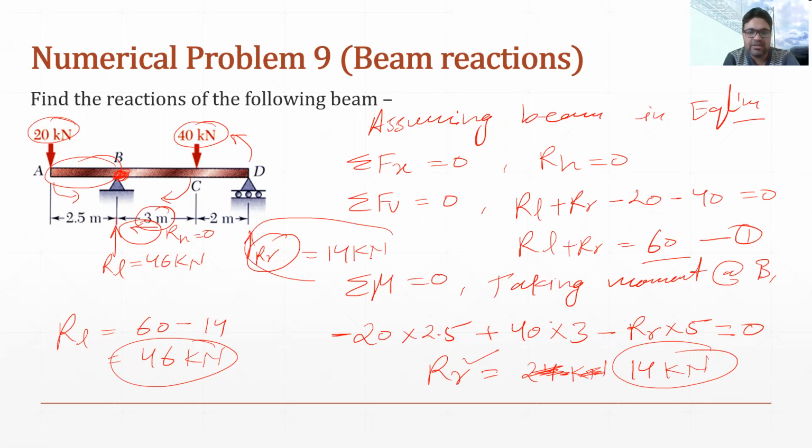So this reaction is less. Why? Because the reaction is high here. Why? Because there is this force which is completely resisted by this force and some part of this force also. So that is why the reaction at B is higher than the reaction at D. So that is the solution for this.